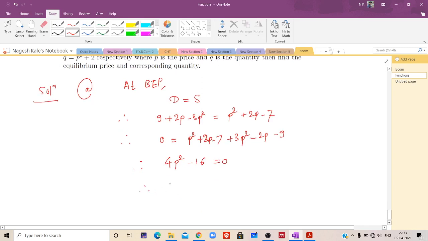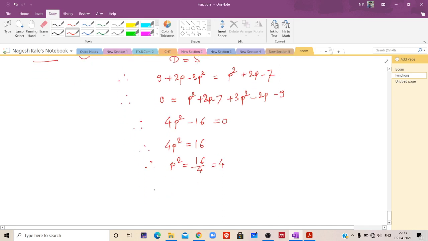Therefore 4p square is equal to 16, because I shift this minus 16 to the right side, so it will be 16. Therefore p square will be equal to 16 divided by 4, that is 4. So I can see here that p square equals 4. Then what is the value of p?